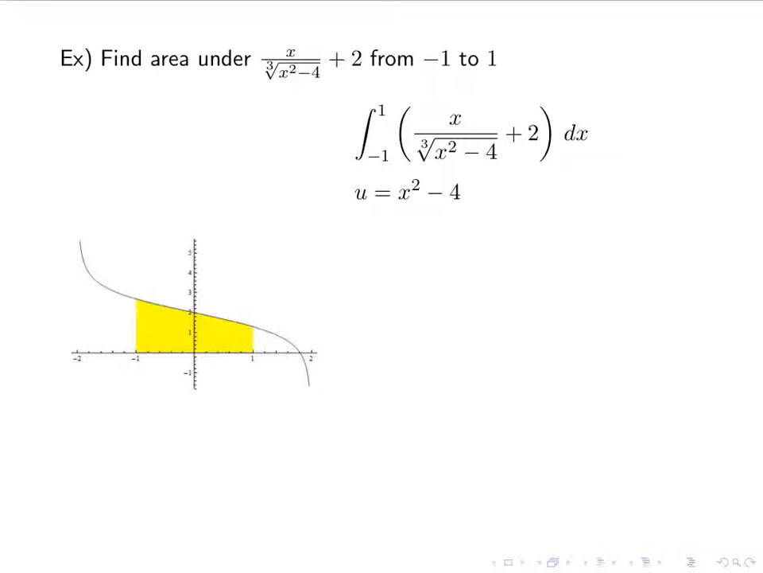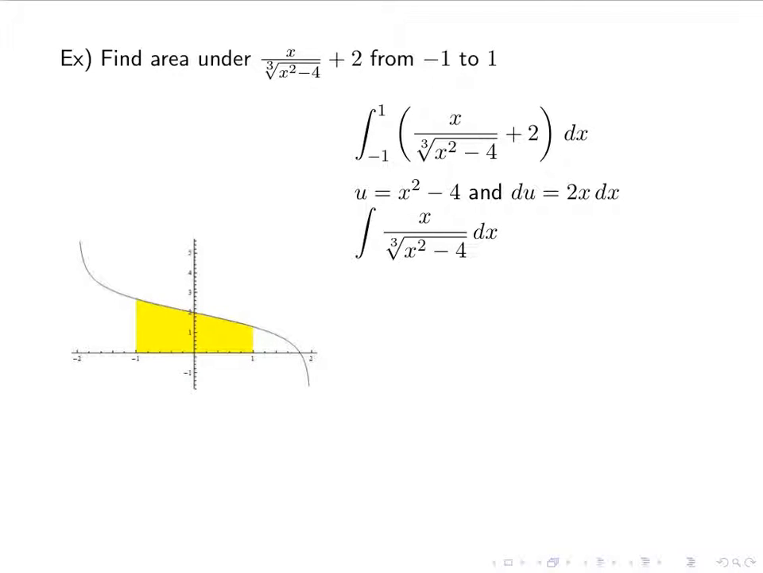To integrate this, we're going to need u-substitution. So we have the cubed root of x squared minus 4, so that's a function being raised to a power. So we want u to be that function. So u is x squared minus 4. And then we differentiate and get du equals 2x dx. Again, you can think of this as du dx equals 2x, and then multiply both sides by the dx.